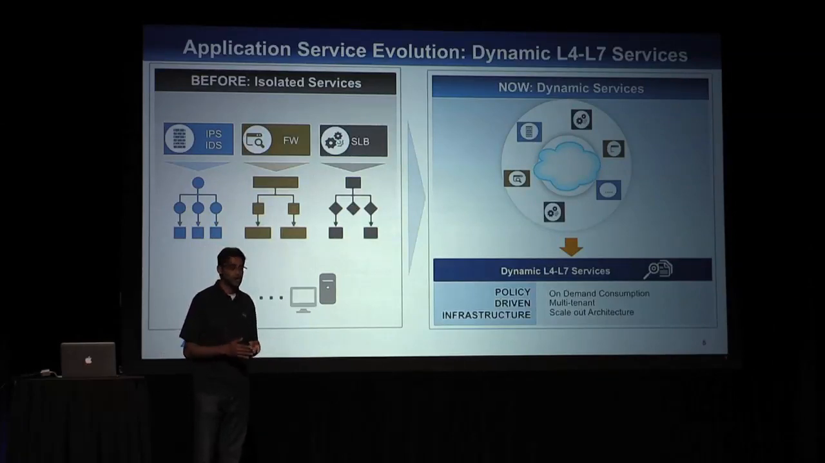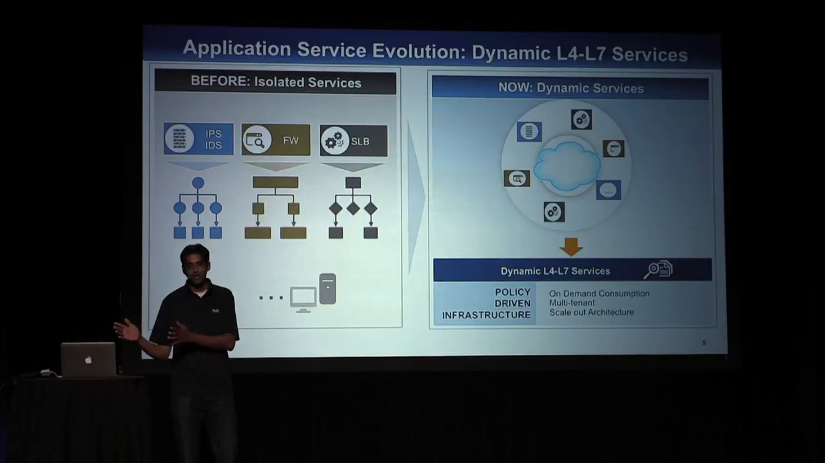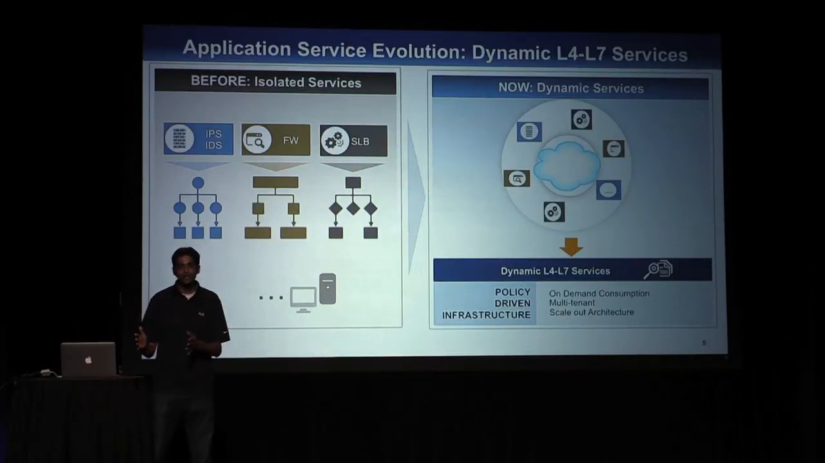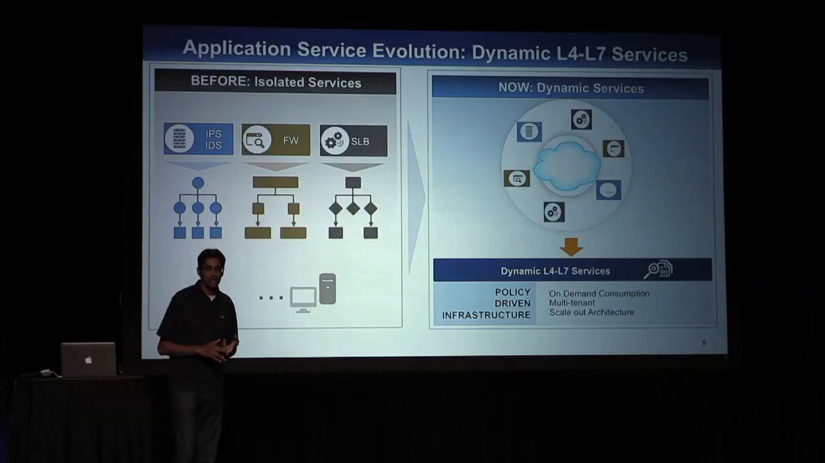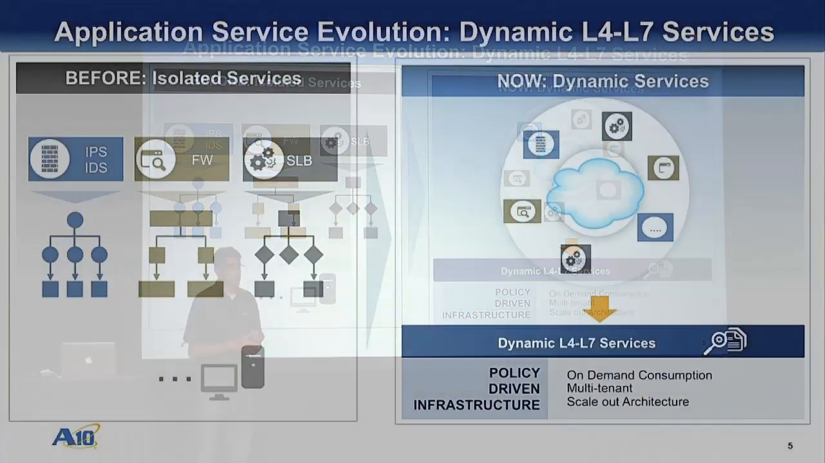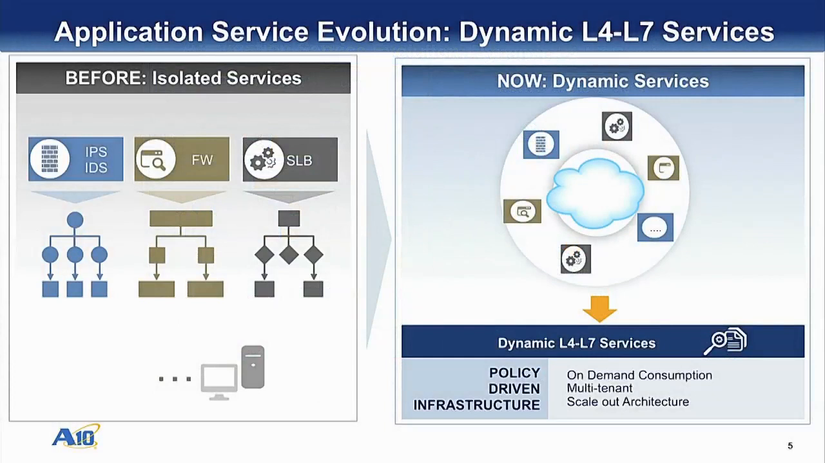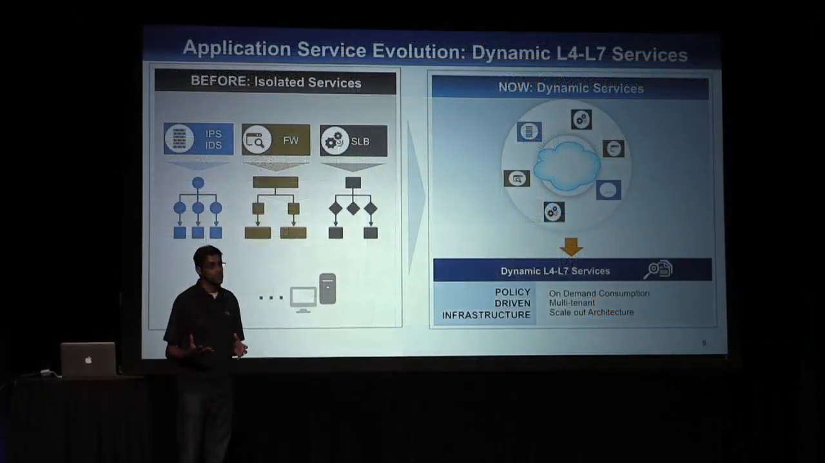Also, we are looking at a heavily multi-tenant architecture. So even with private clouds, as lines of business behave as separate tenants, we are looking at a very heavily multi-tenant architecture. And finally, to leverage the economies of scale associated with cloud, we are providing a scale-out architecture. So that's how we envision it. We briefly talked about the problem, and this is how we envision things changing as innovations take place and we move toward more dynamic L4 to L7 services.